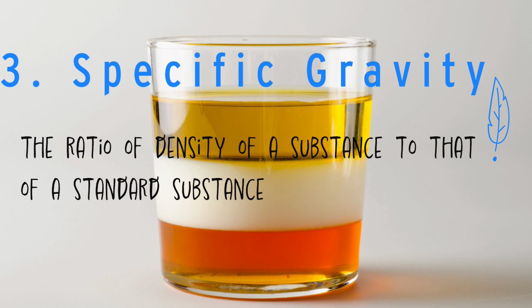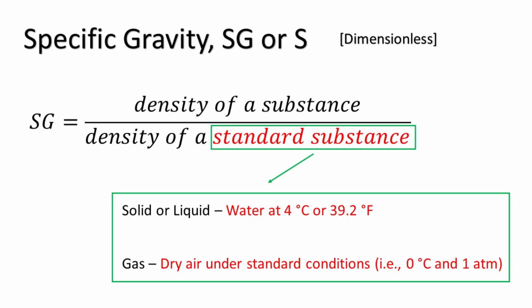3. Specific gravity. Specific gravity is the ratio of the density of a substance to that of a standard substance. Because it is the ratio of two quantities that have the same dimensions, that is, mass per unit volume, specific gravity has no dimension. The usual standard of comparison for solids and liquids is water at 4 degrees Celsius or 39.2 degrees Fahrenheit, which has a density of 1 kilogram per liter or 62.4 pounds per cubic foot. Gases are commonly compared with dry air, which has a density of 1.29 grams per liter under so-called standard conditions with a temperature of 0 degrees Celsius and a pressure of 1 standard atmosphere.